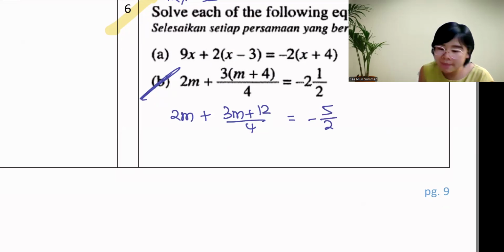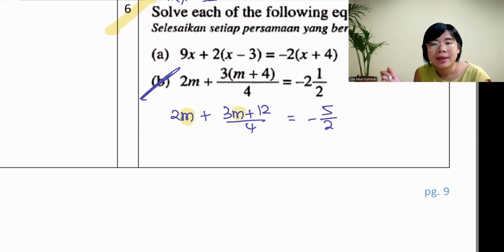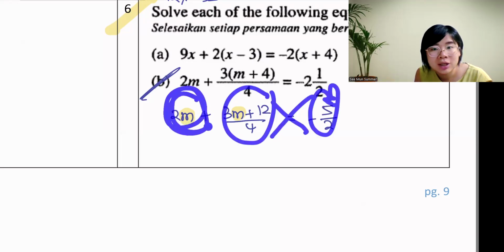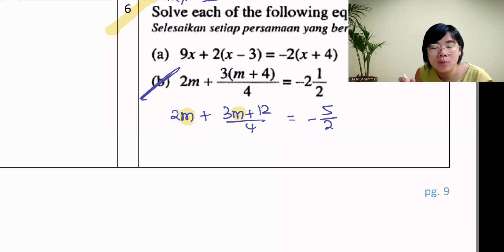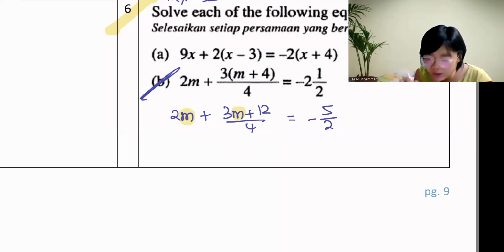So, of course, my main character is still m, correct? So, can I straight away cross multiply? Teacher, you said fraction and fraction, can I straight away cross? The answer is no, because we have 2m here. You cannot. You can use cross multiply when 2m is not here, when there's one fraction and one fraction, then you cross. So since 2m is here, you cannot.